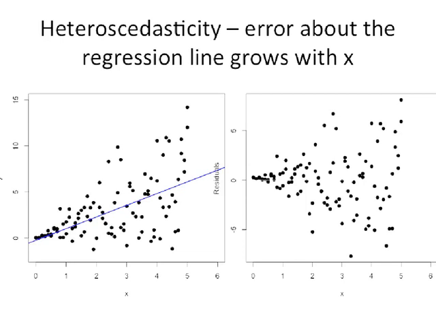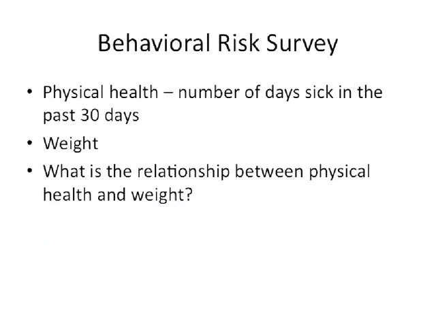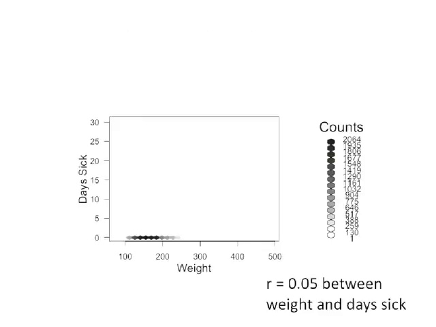Next concept, the behavioral risk survey. Two of the variables that people are interested in are physical health, which is, I believe, the number of days you're sick in the past 30 days, and your weight. And what's the relationship between physical health and weight? So here's a plot. I've made a hex bin plot because they've got 20,000 observations. And when you make a scatter plot, there's a huge amount of overplotting.